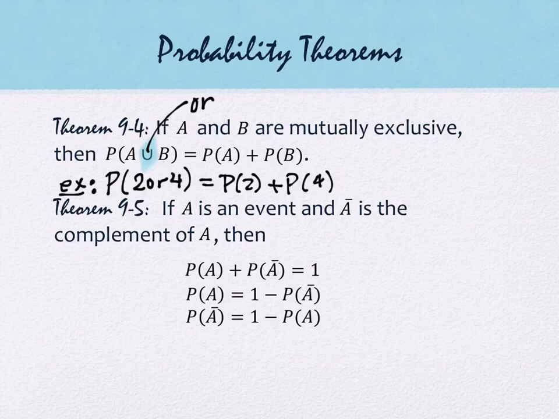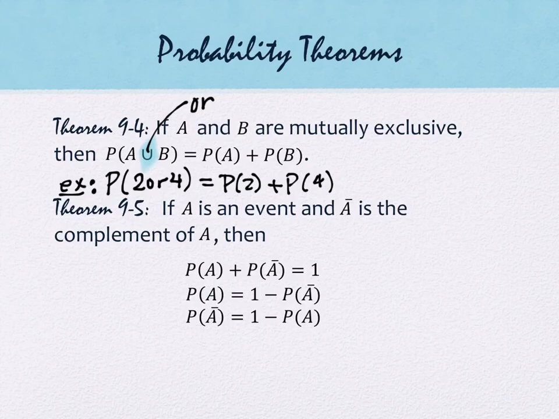Now, it doesn't work for everything, right? Because not all events are mutually exclusive. For example, even and odd, mutually exclusive. Even and prime, not mutually exclusive. Okay, 2 is both an even number and it's a prime number. And since it's counted in both sets, I would not be able to separate it like this, because even numbers and prime numbers are not mutually exclusive.